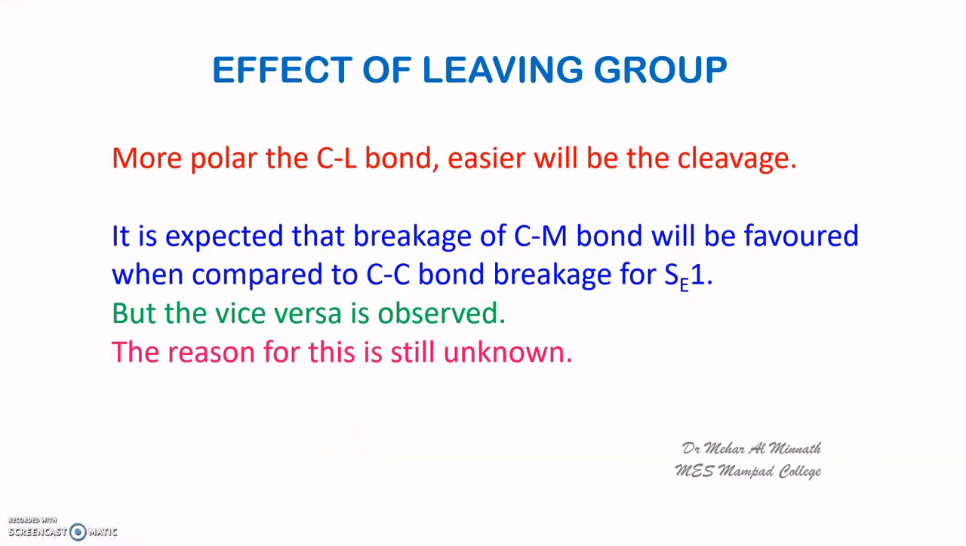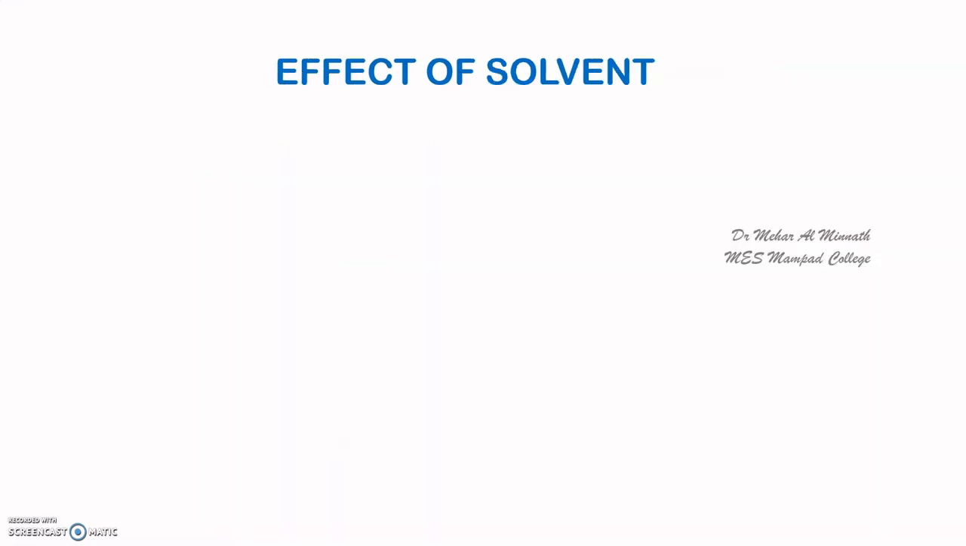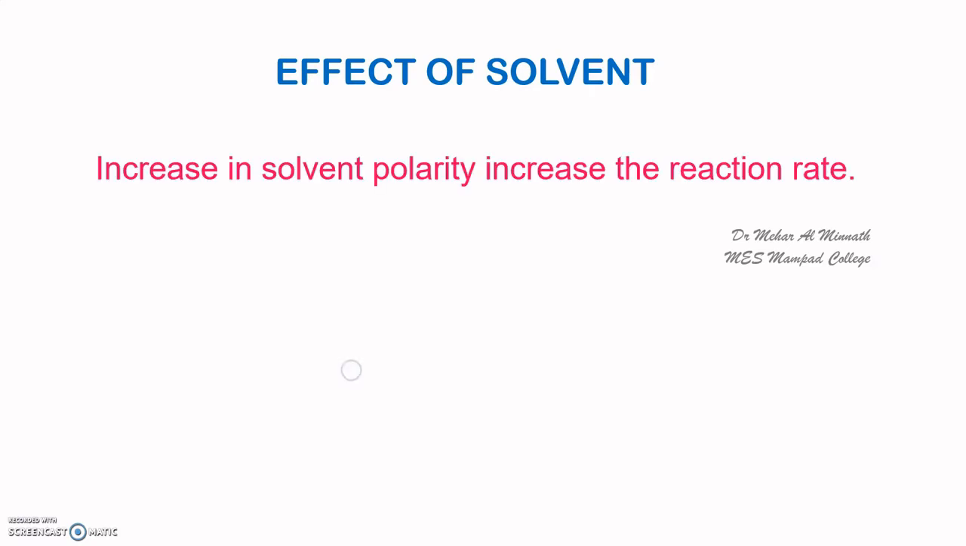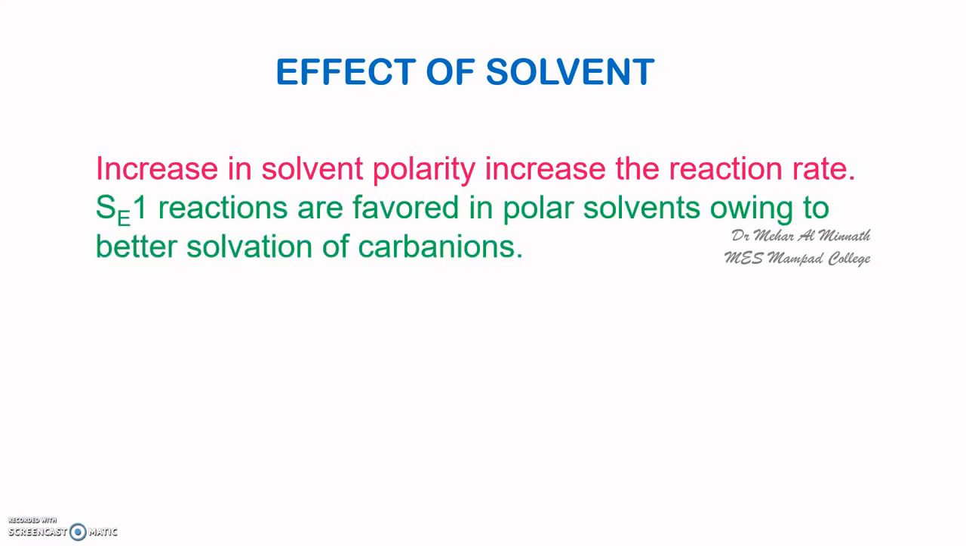Another factor which can affect the rate of SE1 is the solvent. Now, we know that the SE1 reaction involves a carbanion intermediate, so a polar solvent will increase the rate of the reaction. So if you increase the polarity of the solvent, the rate of the reaction will increase. That's because you have carbanion formation, and the polar solvent will solvate and stabilize the carbanions.